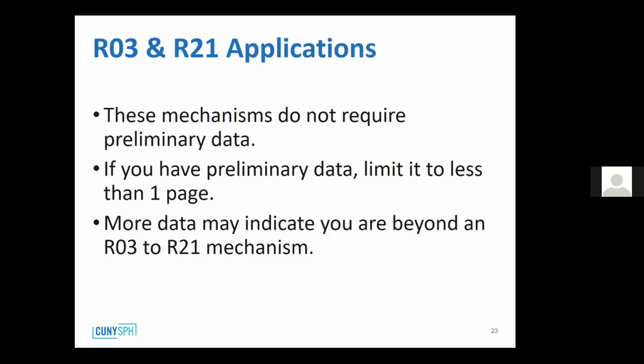So R03s and R21s do not require preliminary data. If you do have it to support your application, limit it to less than 1 page. If you have a lot of preliminary data, it might indicate that you are beyond an R03 or an R21 mechanism. And one of my faculty who is a reviewer said that NIH is a little loath to give people R01s before they've had smaller grants, even though technically that's sort of an unspoken rule.